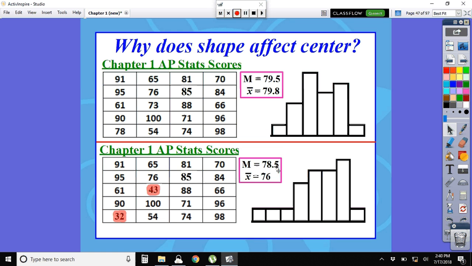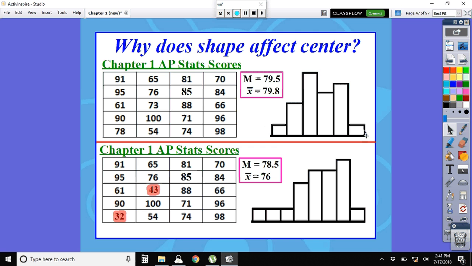So now notice the median decreased by 1. It's now at 78.5. But now notice the mean. It dropped almost 4 percentage points. It's now down to a 76. And just changing those two numbers, look what happened to the shape of the distribution. All of a sudden, we took 2 of those numbers that were probably in the same area of this histogram up here, and we popped them off, and we had to stick them down here on the end of the distribution.